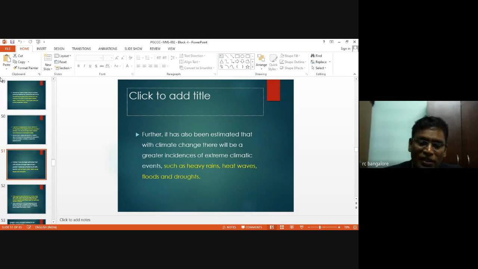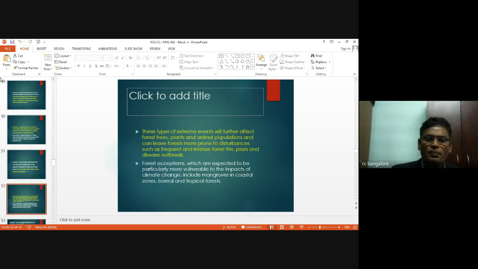Because of the extreme climatic conditions, these kinds of events and calamities are happening here and there, not in only one location or one place, but in several parts of the globe. We can say heavy rainings are happening even in recent times, and we can also notice heat waves. Because of this changed climatic condition, these types of extreme events will further affect forestries, plants, and animal populations.